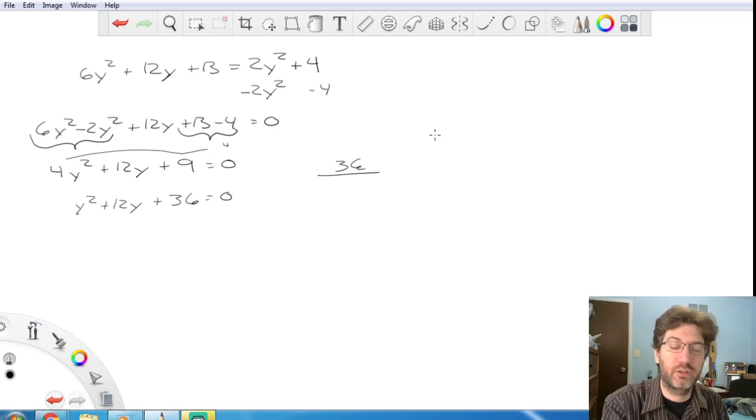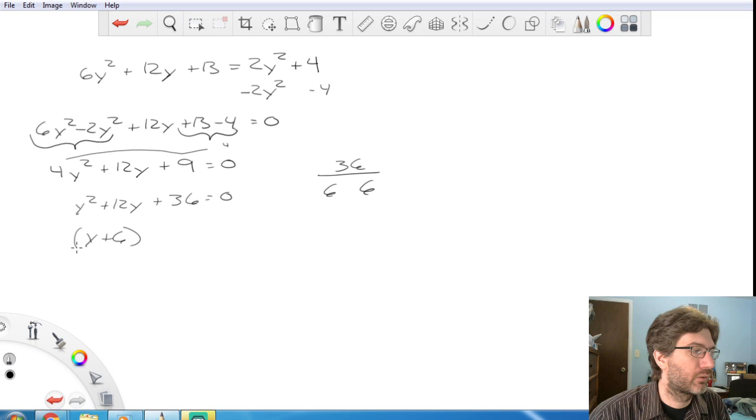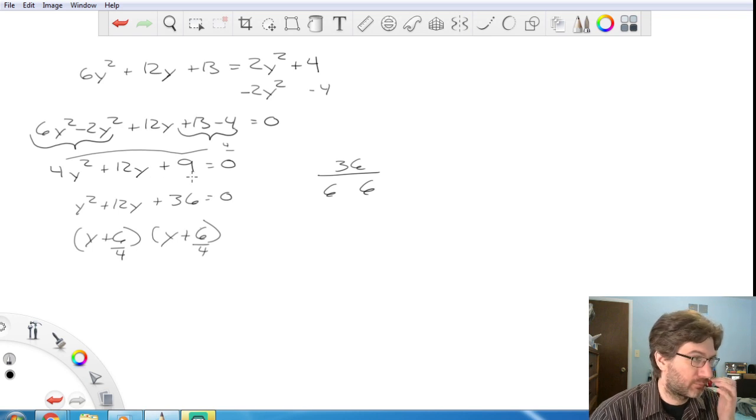Six and six, yeah. Thanks, Katie. 6 and 6. So we got y plus 6 and y plus 6 as well, because they're both positive. But don't forget about the 4, so you got to divide by 4. This was a perfect square too. We could have done it that way.